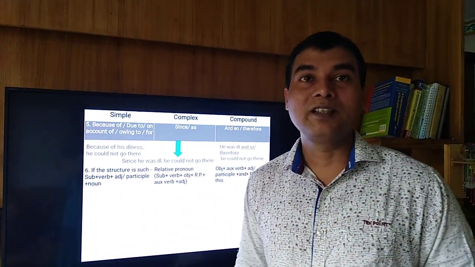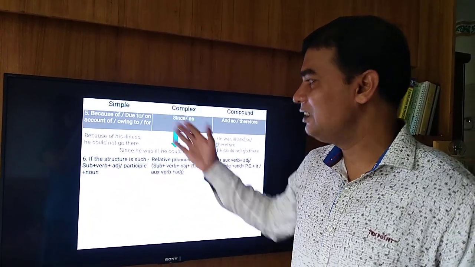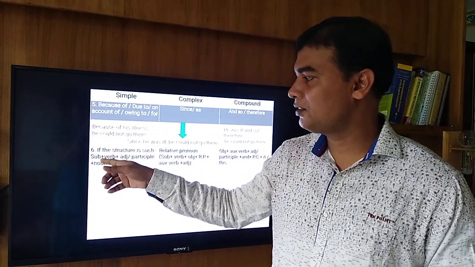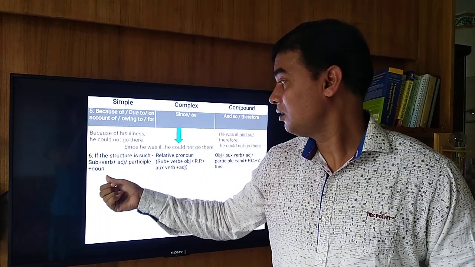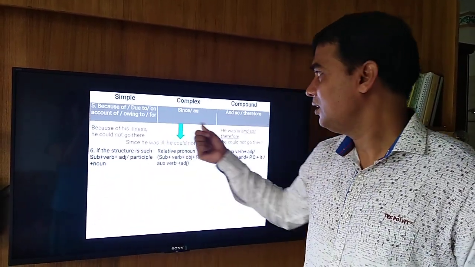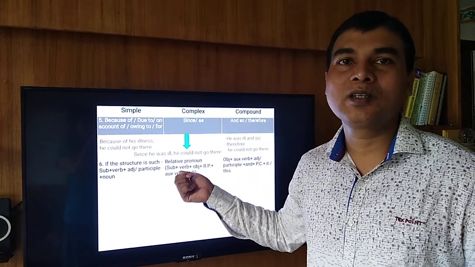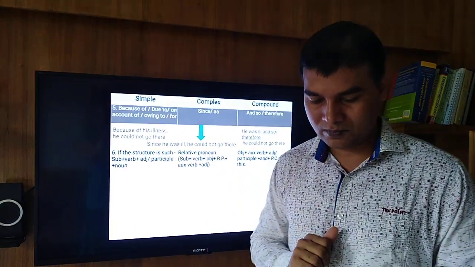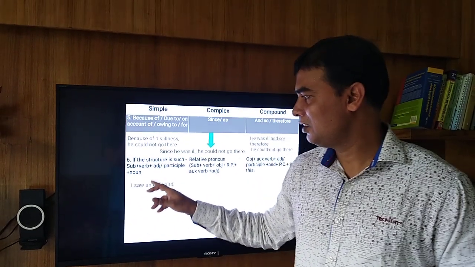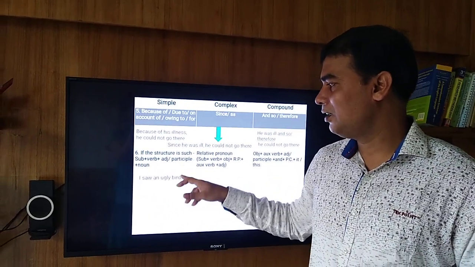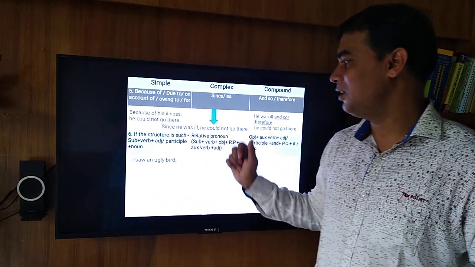Now technique number 6. If the structure of the simple sentence is as such, I mean first of all you find the subject, then verb, then adjective or participle, then noun, then you can use a relative pronoun while you transform it into a complex sentence. For example, I saw an ugly bird. Here subject I, verb saw, then adjective ugly, and object, here a noun, bird. So, I saw an ugly bird.